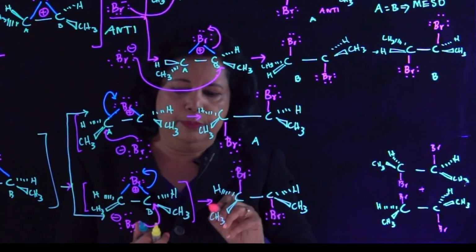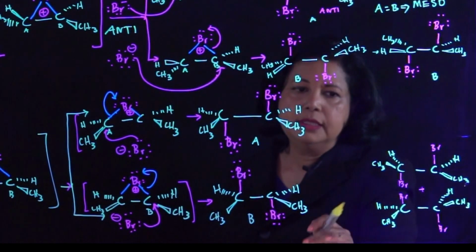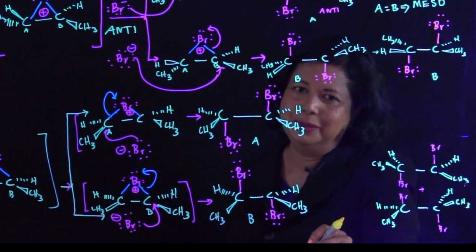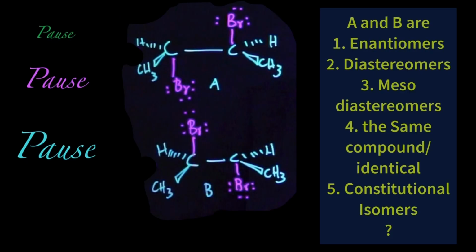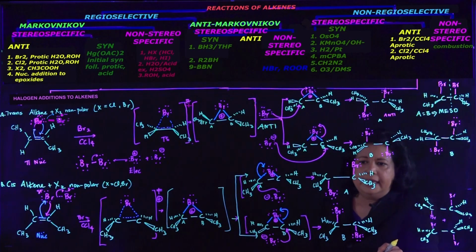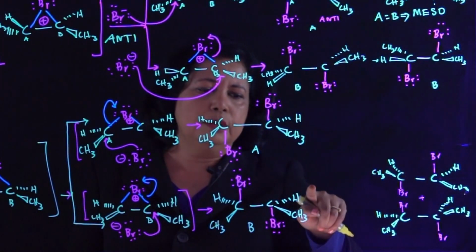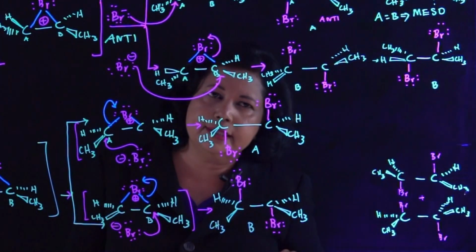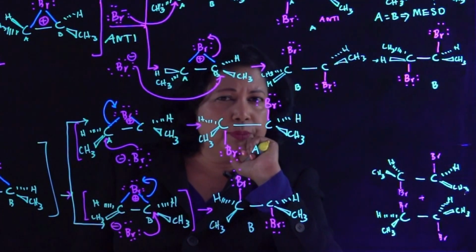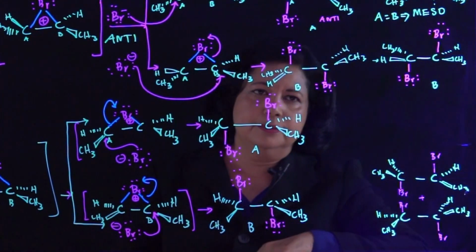What is the relationship between A and B? Are they the same? Are they enantiomers? Or are they diastereomers? What's the relationship between these two? Let's look at it. If you put a mirror right here, you are going to get this molecule reflected just as it is. Well, that happened here too. Are they superimposable or non-superimposable? That's the second question to answer.